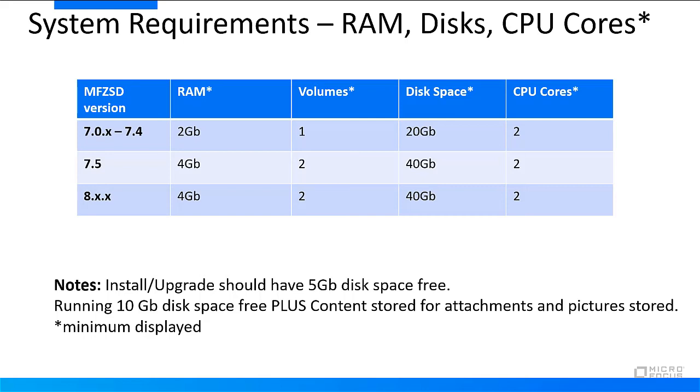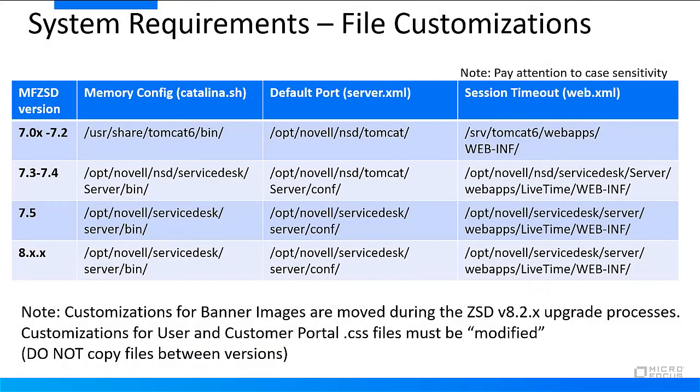Remember to watch your disk space, making sure you have enough disk space when you do your upgrade. And we talked a little bit about the system requirements file customizations and how some of the paths have changed over the different versions. So this has those paths. If you needed to save them off before you upgrade from 7.3 to 8.0, you can find your different files this way.